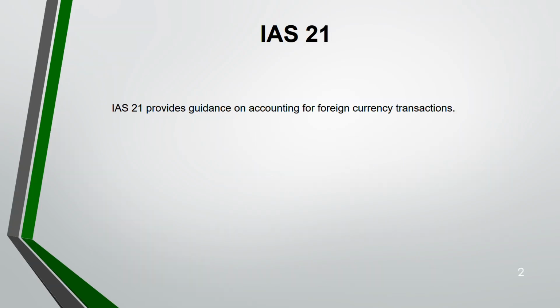In IAS 21, it is giving you guidance on accounting for foreign currency transactions. There are two types of currency that you should be aware of, functional and presentation. And this can often be asked as a discussion question. For example, what is the functional currency of the foreign country?